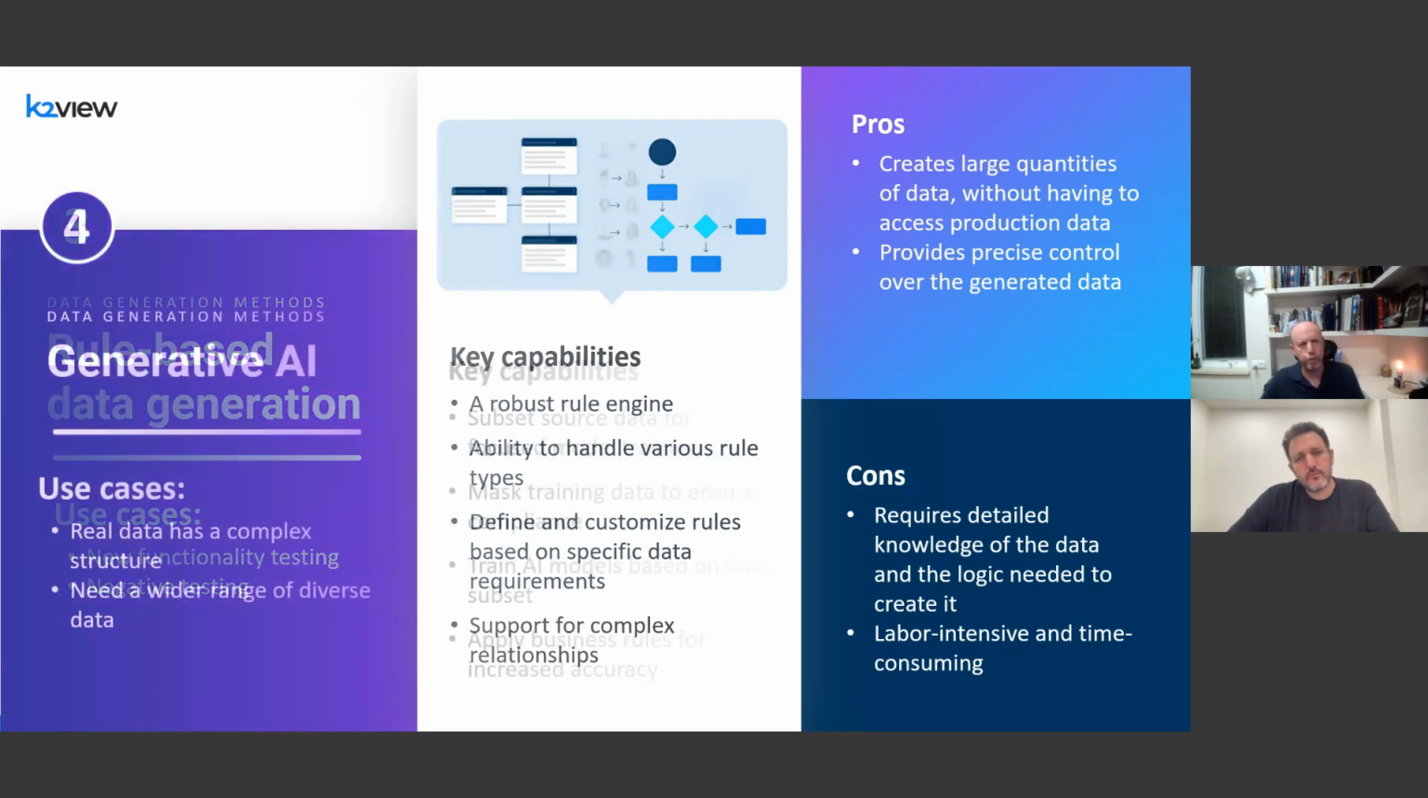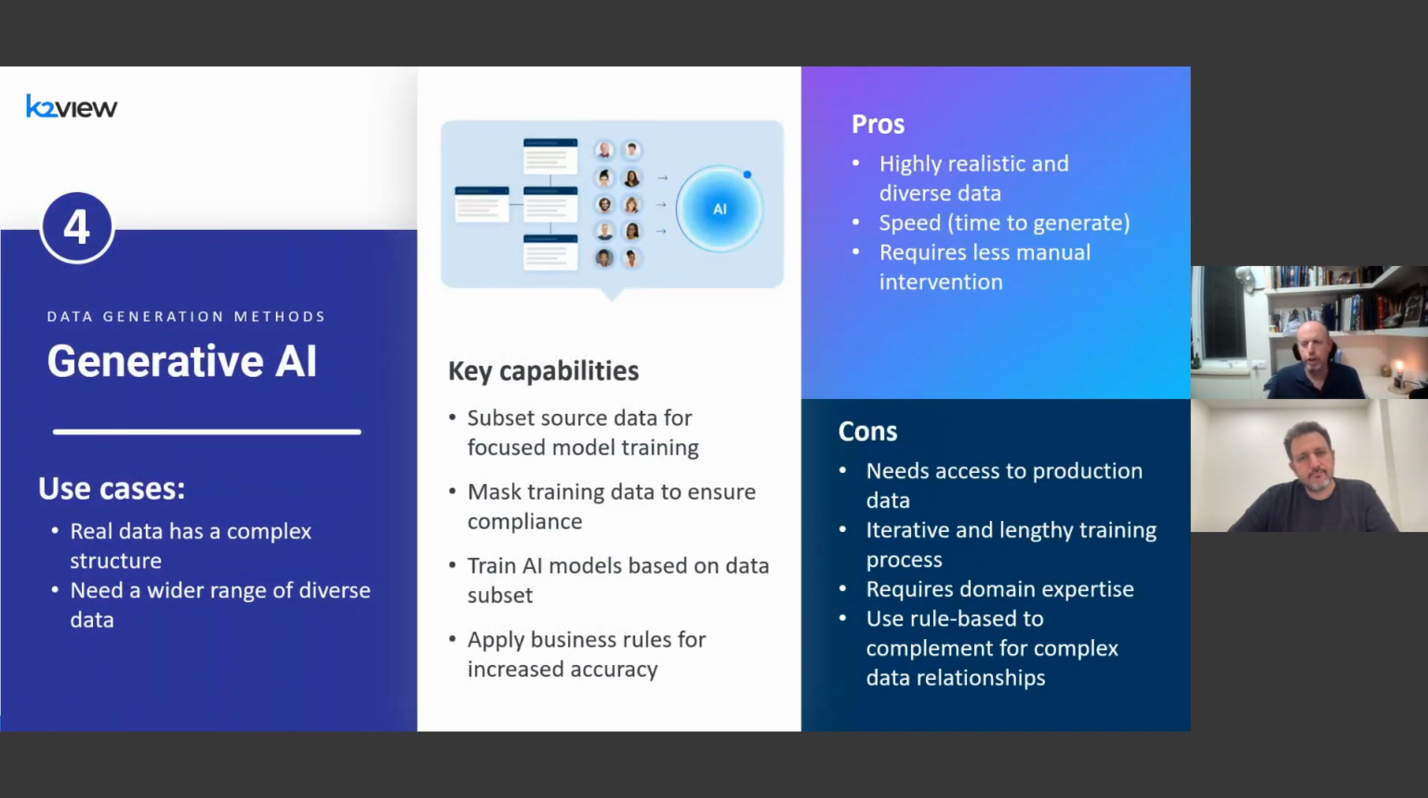And this brings us to the fourth method, which is generative AI. Generative AI can create synthetic data by learning the underlying patterns and structures from production data without actually directly copying or retaining sensitive information. So it can generate diverse data sets that capture the statistical complexity and variability of our real data. These machine learning models are normally trained on subsets of our production data, allowing them to learn the underlying patterns, the correlations, and the statistical distribution from the original data.